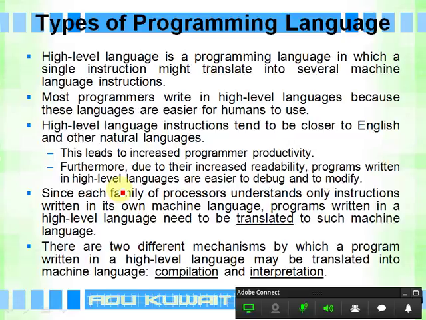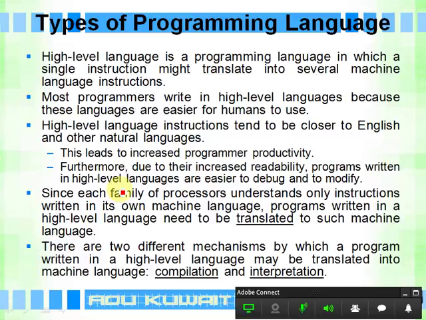High level languages are programming languages which can be easily understood by human beings. Programming languages like Java, JavaScript, PHP, ASP, C, C#. These are all high level programming languages which are written using the English language, which can be easily understood by human beings. So a high level language is a programming language in which a single instruction might translate into several machine language instructions.